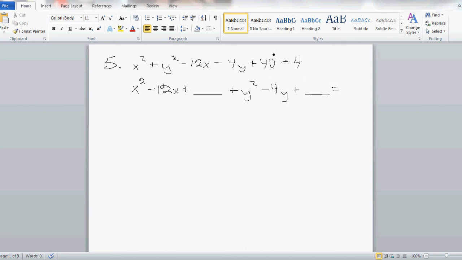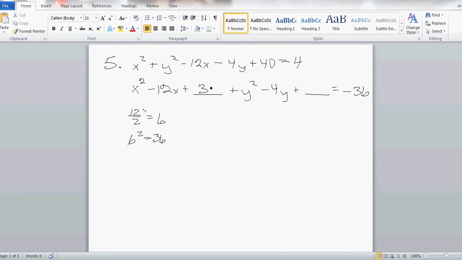And at the same time, I'm going to subtract 40 from both sides so that this becomes negative 36 over here. Now, we need to complete the square. Now, we need to remember how to complete the square, and that is take half of this, which is 6. So half of 12 is 6. And then we're going to square that and get 36.